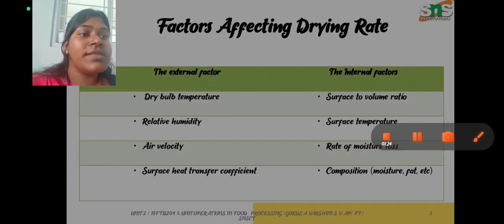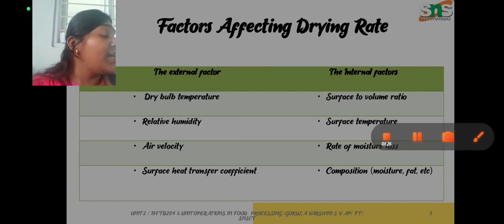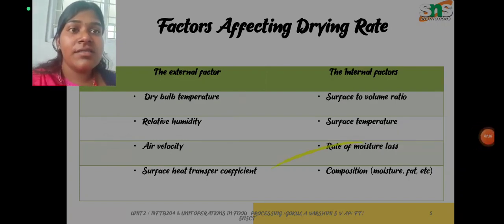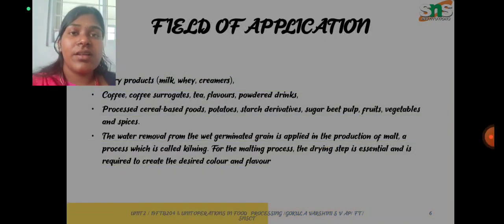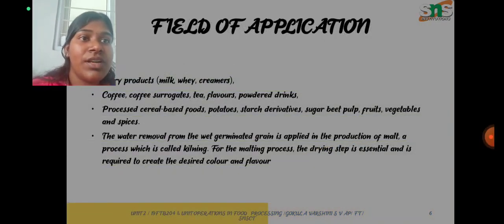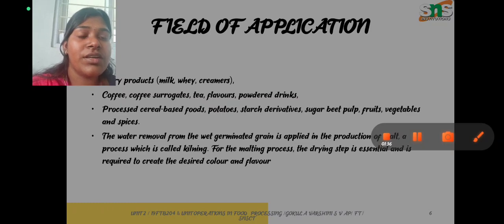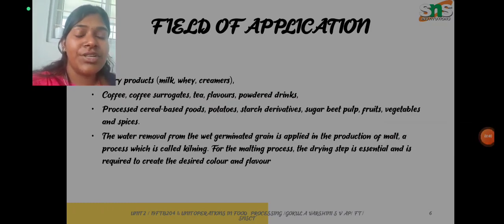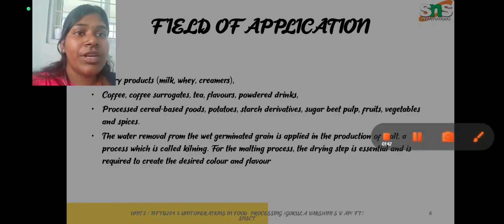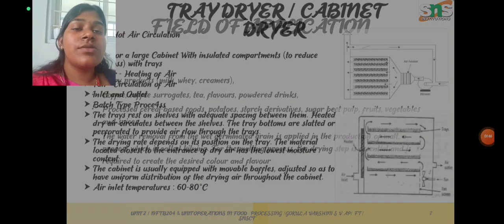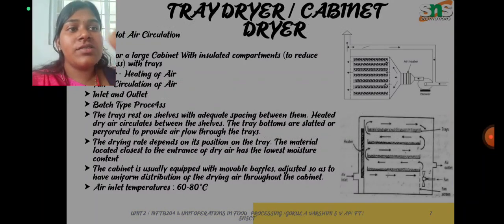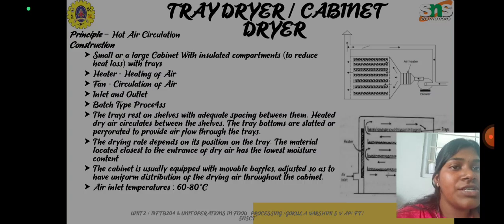And we have also seen about the factors affecting drying rate, the external factors and also the internal factors. And we have also seen about the field of application, like where the drying process is incorporated in the food industry and how important the drying process is to the food industry. So now let us see about the tray dryer. The tray dryer is also called the cabinet dryer.